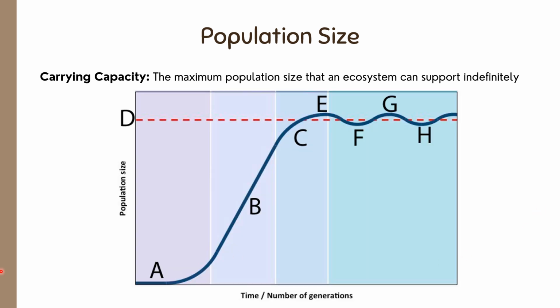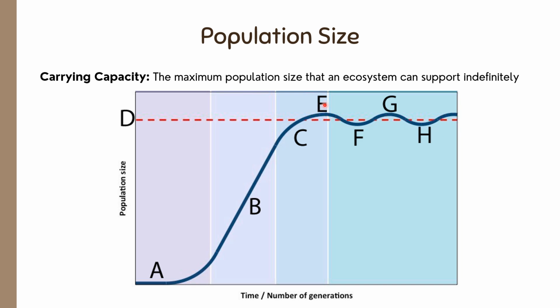So if we look at this example, maybe you have a population that moves to a new area over here, and they've got lots of resources here. There's lots of food, water, shelter. So because of all this abundance of resources, this population increases and keeps increasing till it reaches a certain point over here at E, where there are more individuals than the environment can provide for.